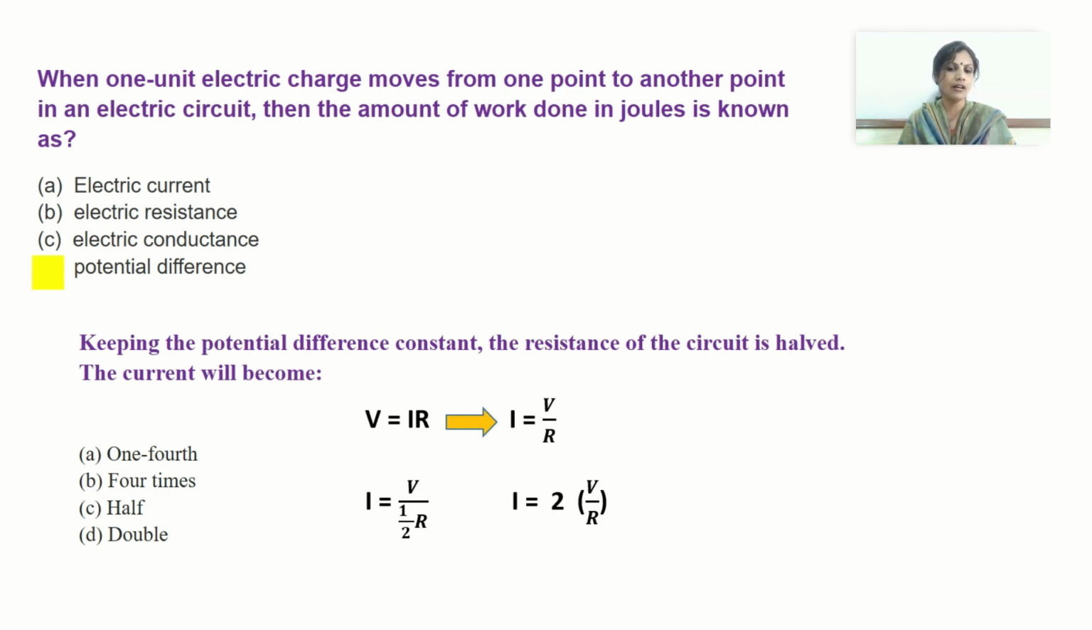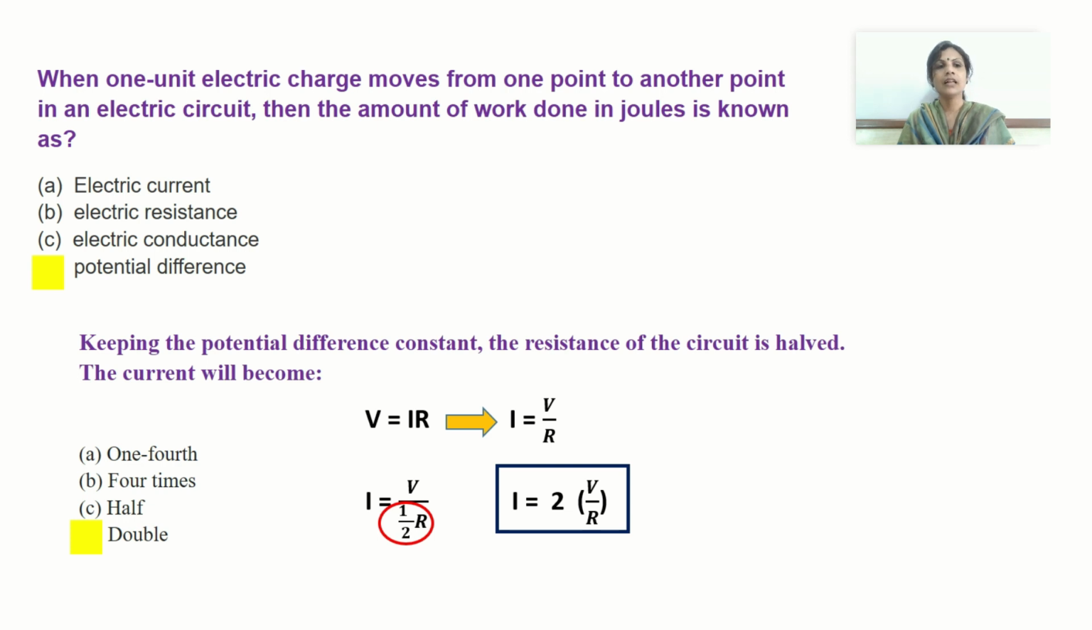So in place of R, you will write V upon 1 upon 2 R. Alright, when you arrange it properly, what do you get? I is equal to 2V upon R. So how much is the current? It becomes twice of its original value. So if the resistance of the circuit reduces to half of its value, then the current flowing through the circuit becomes double. So your answer is D, that is double. Please keep this sum in mind. Such kind of questions they ask in the board exam also.